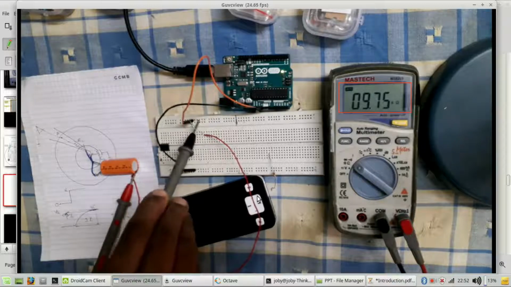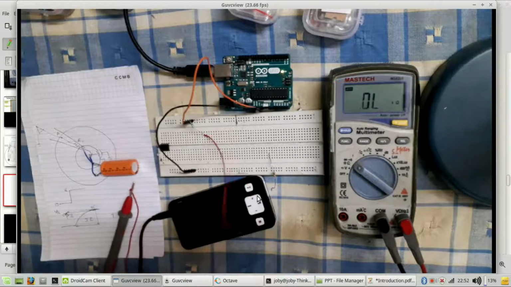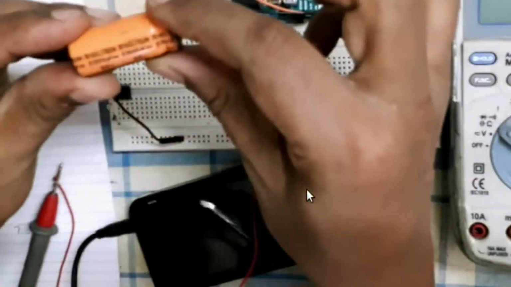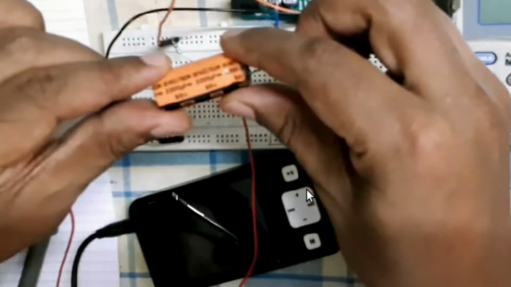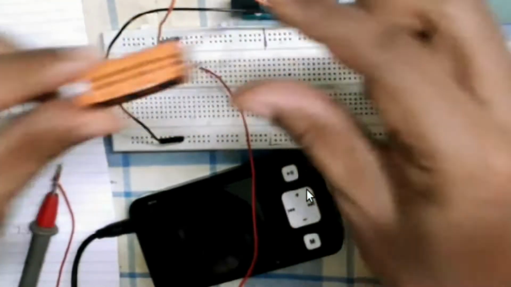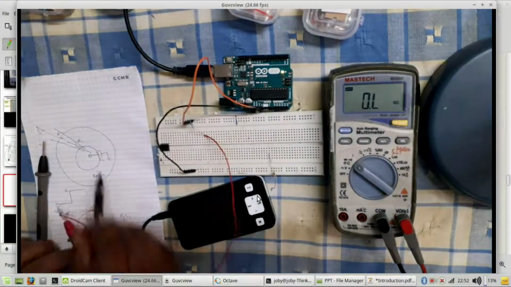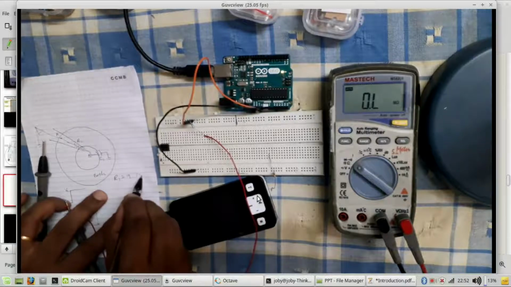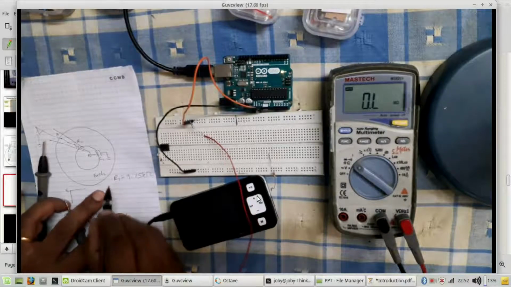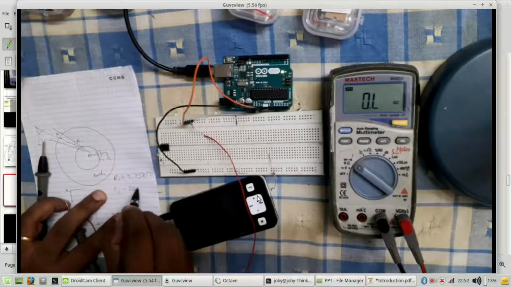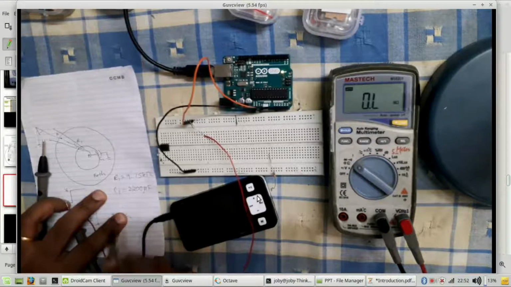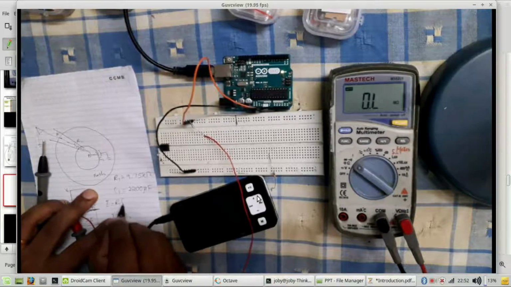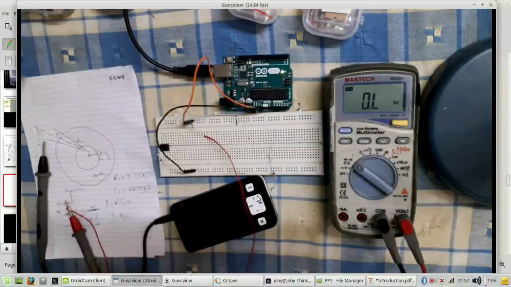It is the 5% tolerance. Now this capacitor is 2200 microfarad. So in our case, R1 equals 9.75 kilo ohm, and C1 equals 2200 microfarad. Okay, so tau is equal to R1 C1.